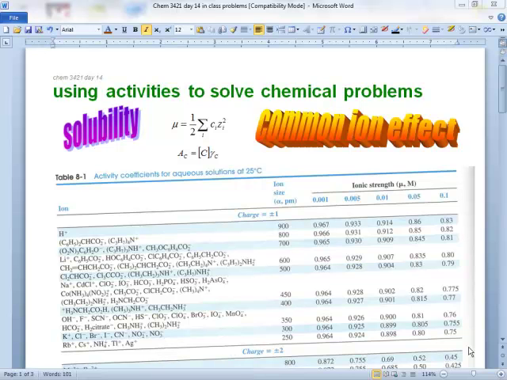So we are talking about using activities to find answers to chemical problems. We've been finding answers to chemical problems without activities for a good long time, and we haven't had any trouble with it. But we haven't had life or death situations depending on this either.